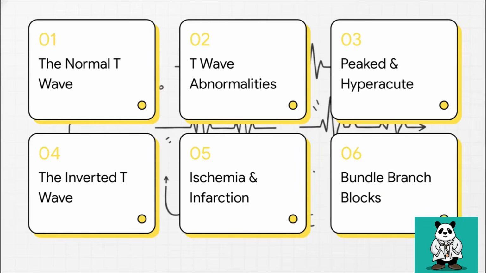Okay, here is our diagnostic roadmap for today. 1. The normal T wave. 2. A quick overview of T wave abnormalities. 3. Peaked and hyperacute variants. 4. The inverted T wave. 5. Myocardial ischemia and infarction. And 6. Bundle branch blocks.